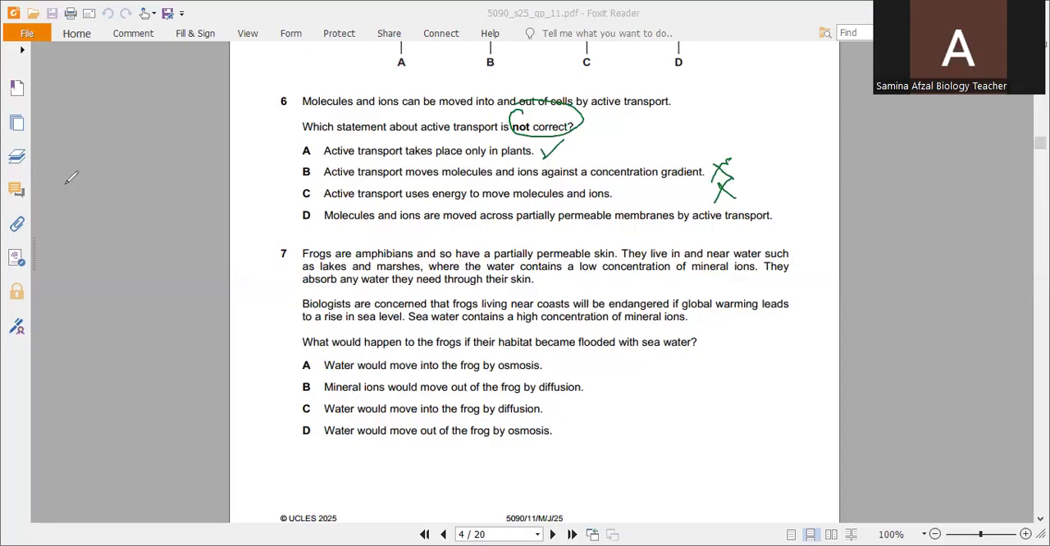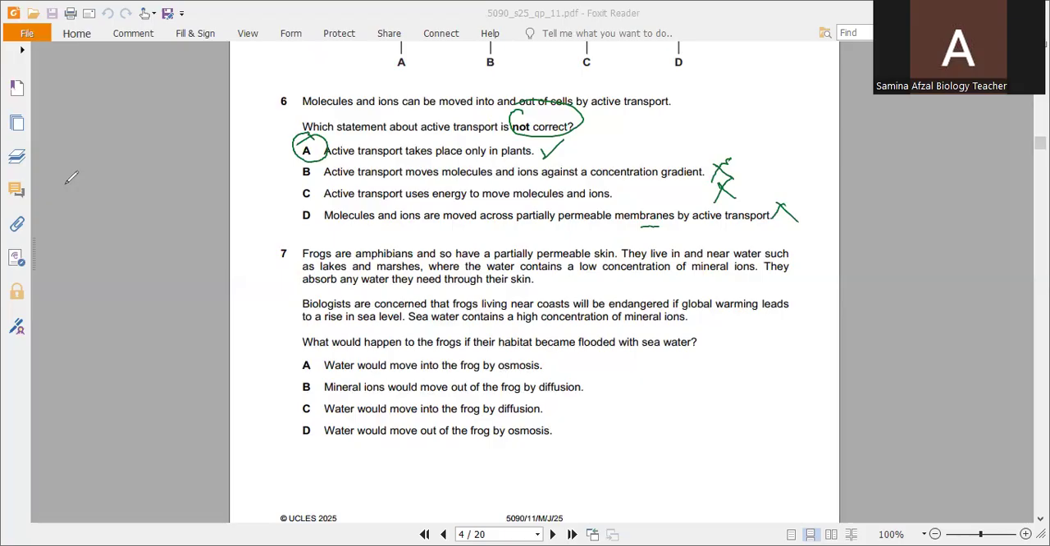Molecules and ions are moved across a partially permeable membrane by active transport. Yes. So B, C, D are the correct statements, and we have to find out which one is incorrect. So A is not correct. So A is the answer to this question. Now we will move towards the next question.